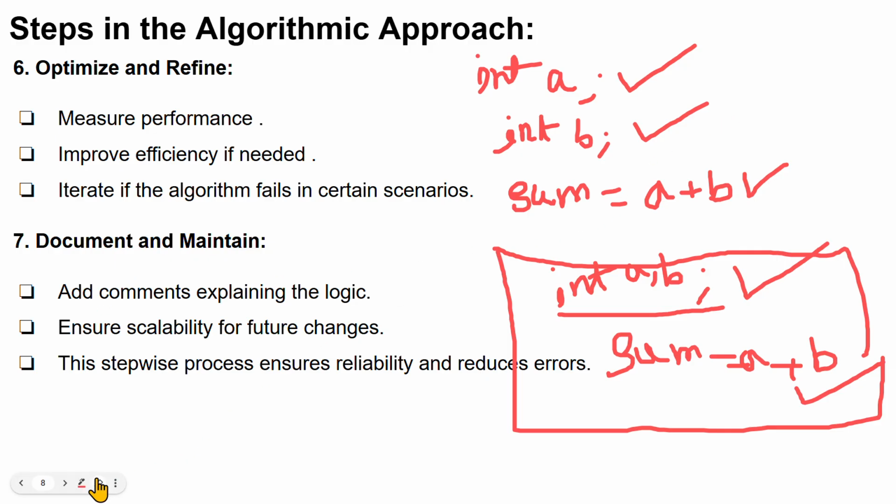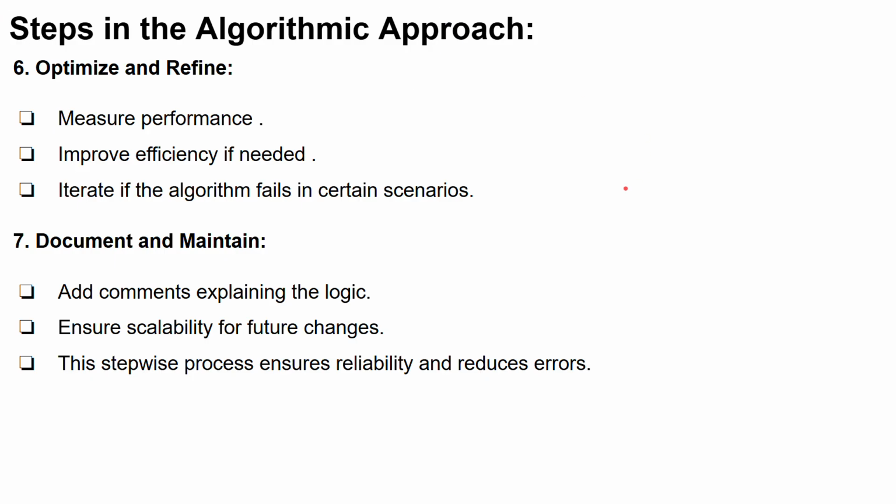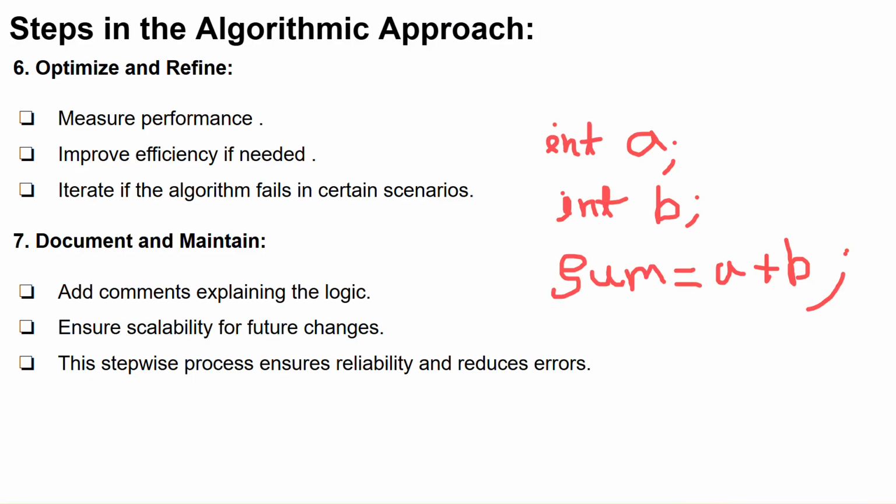Next, we will have documentation. We will be writing comments wherever they are required. I will add a comment here with a double slash, saying a is an integer type, b is an integer type, and it is the sum of integer a plus b. If I write a comment within the statement, that is also called documentation.